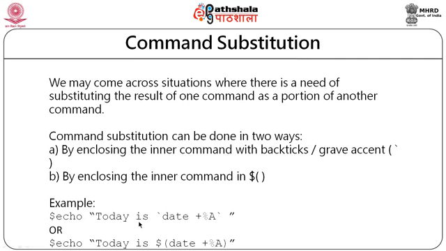Let us see an example. The line is echo today is, then there is a grave accent sign and the date command. So, when this line is executed, first this command will be executed. We call this command substitution, and the output of this command will go along with the echo command.